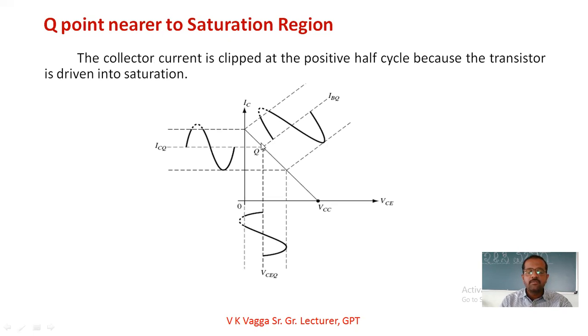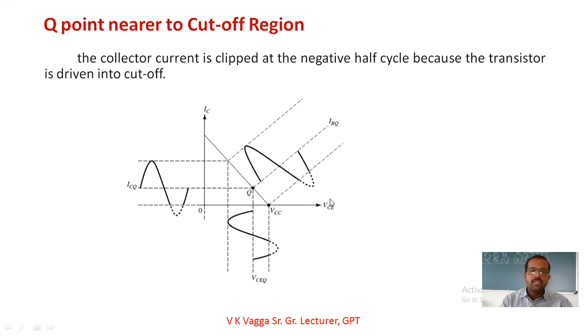If the operating point is near the saturation region, it is nearer to the y-axis. Suppose this is the DC load line, and you observe that the operating point is nearer to the y-axis. Then any of the signal appearing above the maximum point is going to be clipped off, eliminated. So in the output you get a distorted signal, cut off here.